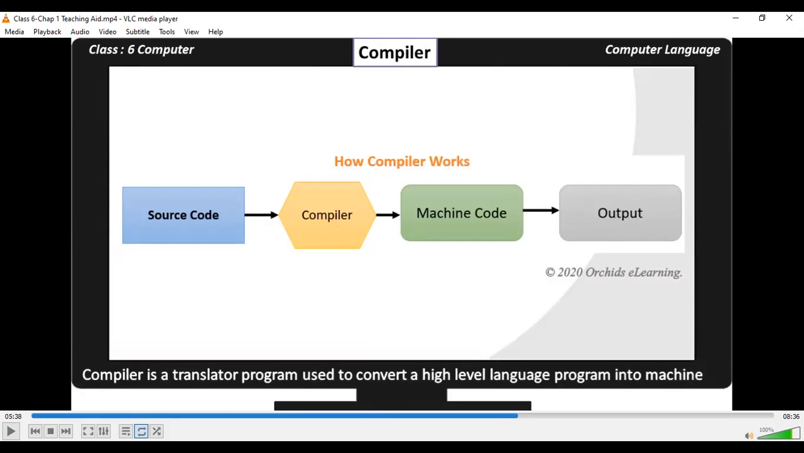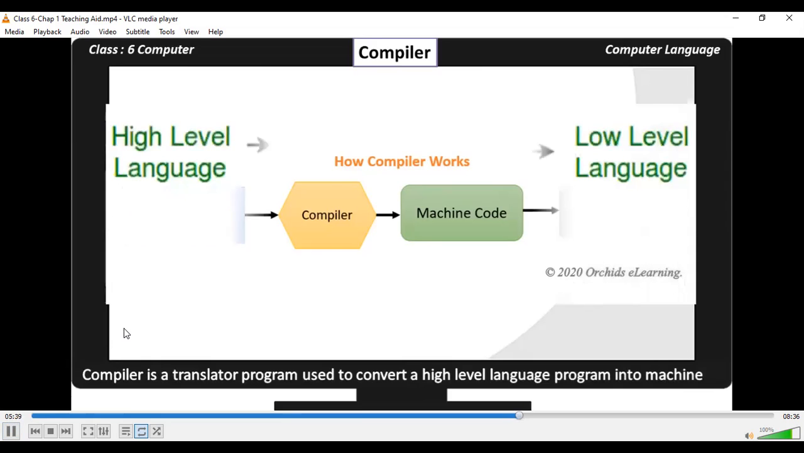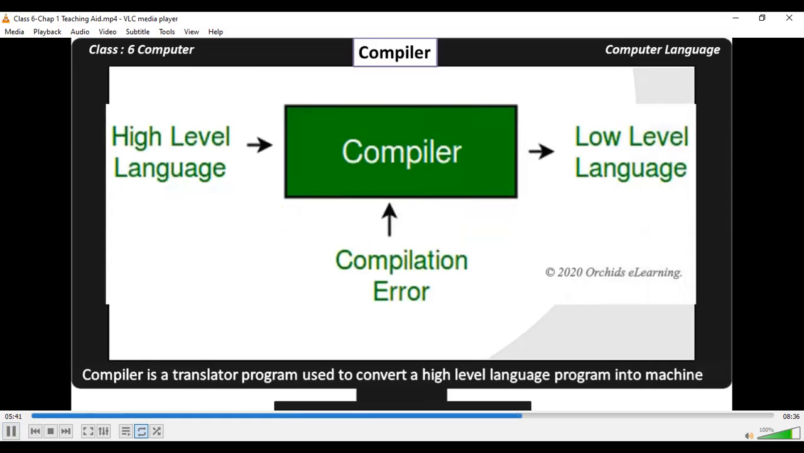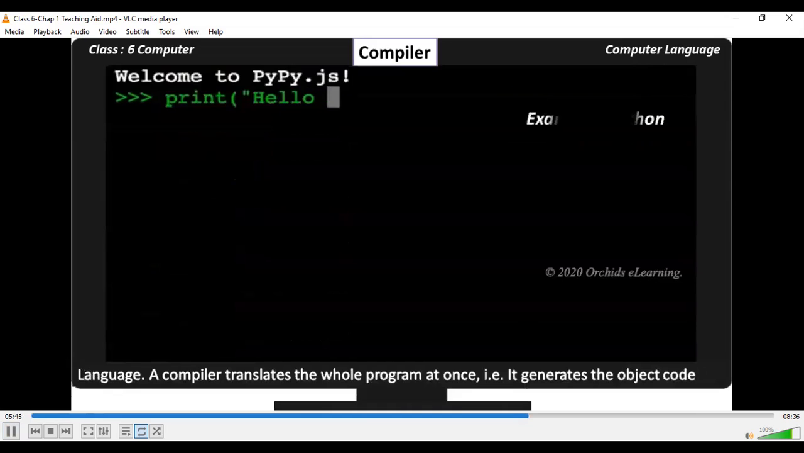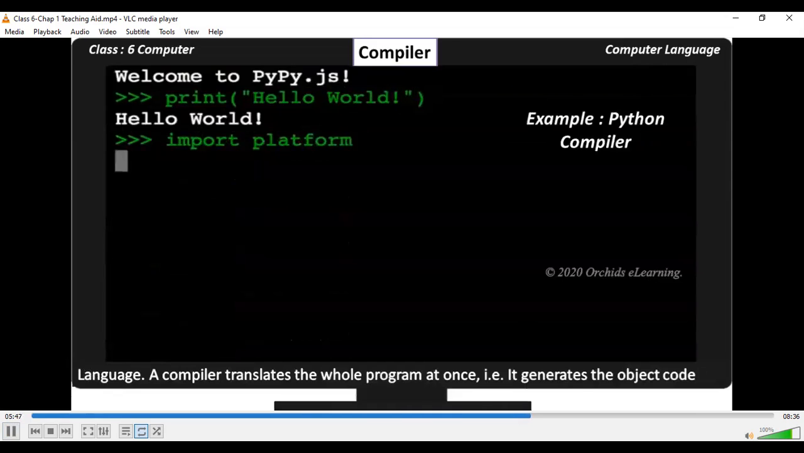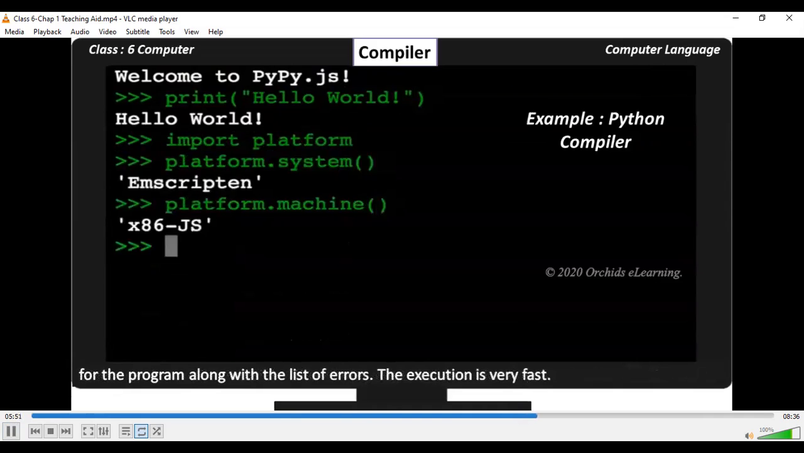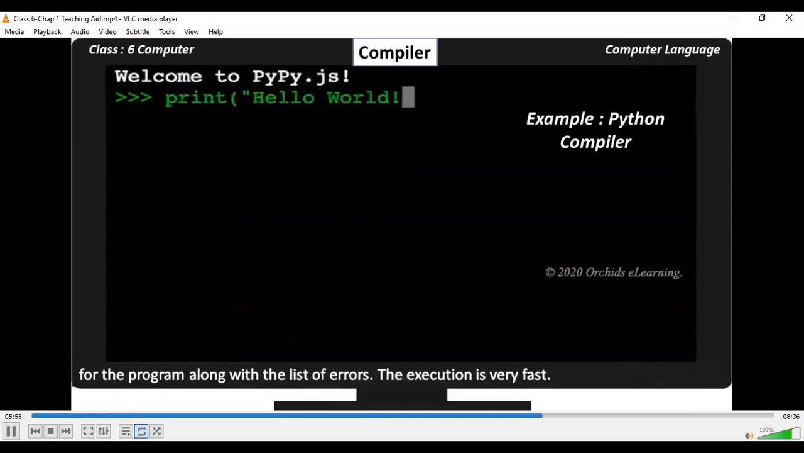It goes through the entire program, and then it says in line number 10, this is an error, line number 30, this is an error. If there is no error, then no issues. It will just run. Now let's see more about compiler. A program used to convert a high-level language program into machine language. A compiler translates the whole program at once, that is, it generates the object code for the program along with the list of errors. The execution is very fast.